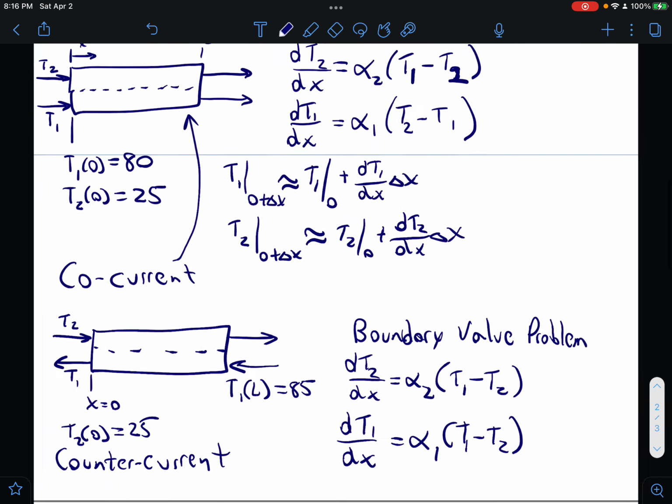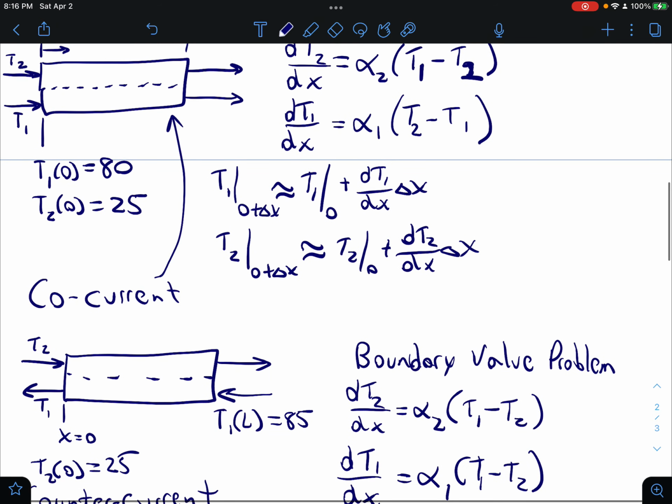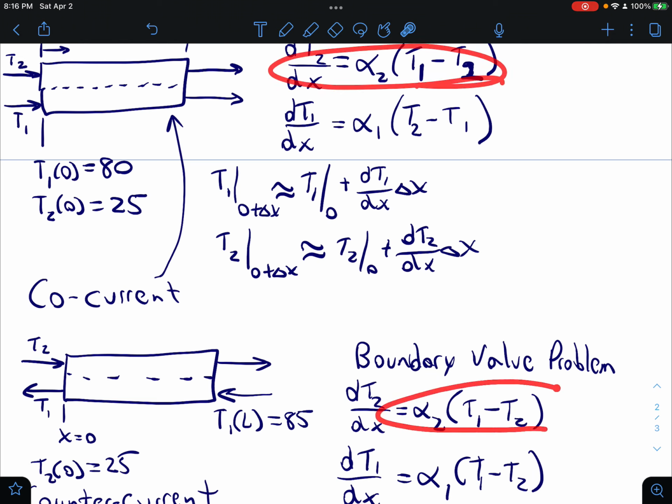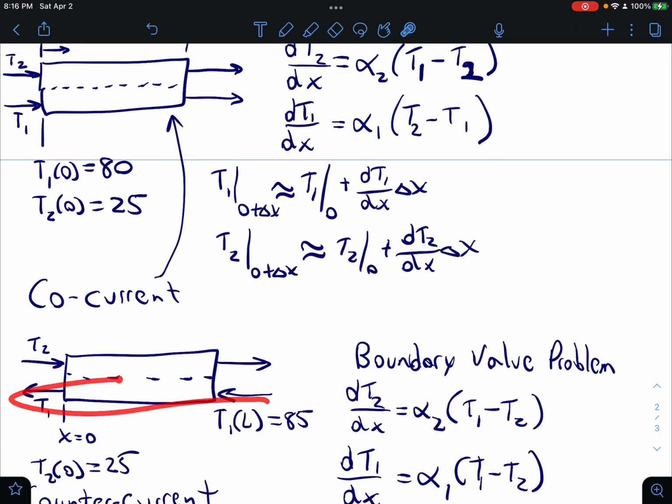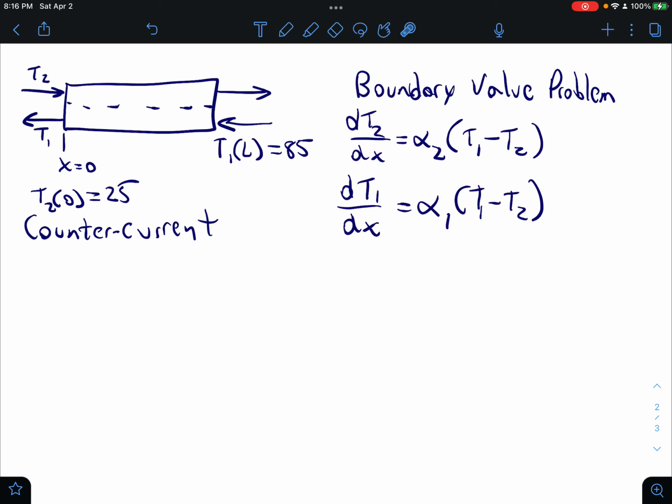So if you come back here, stream 2 has not changed. This differential equation should match this one. But it turns out that if you go through the derivation, because we switched the flow direction of stream 1, we added a negative sign to the differential equation in terms of T1. Very similar form though, right?